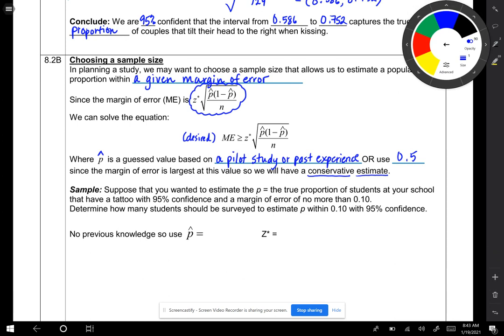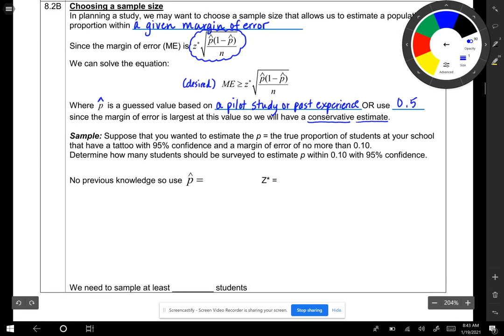Well, let's do an example. Suppose that you wanted to estimate p, the true proportion of students at your school that have a tattoo, with 95% confidence and a margin of error of no more than 0.10. Determine how many students should be surveyed to estimate that proportion within 0.10 with 95% confidence. So we have no previous knowledge of how many students have tattoos at our school. So that's basically what we're going to assume.